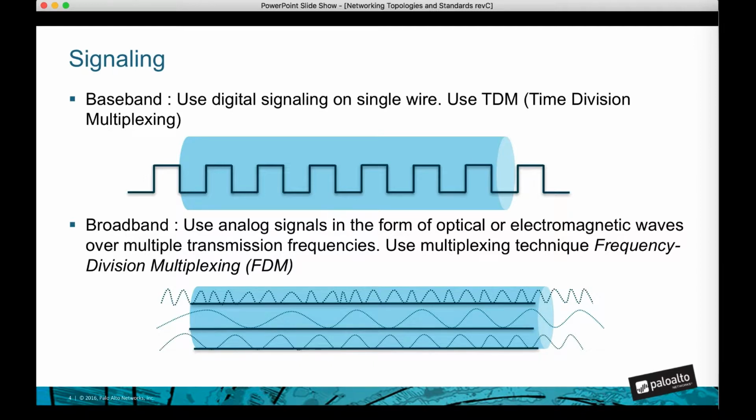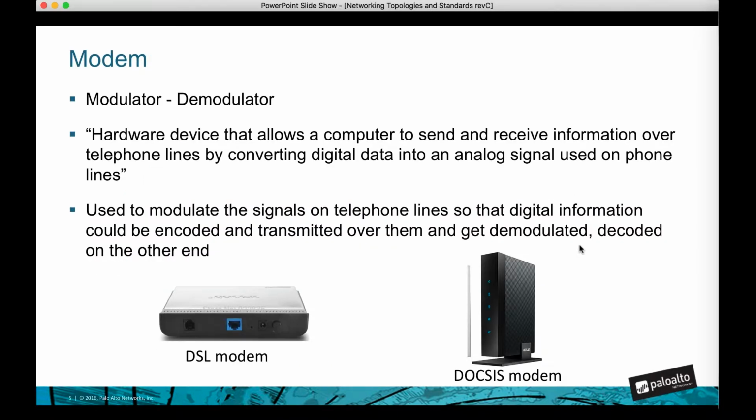So alternatively, we can also use two cables, one to send and the other one to receive the transmissions. And the multiplexing technique that is used in the broadband is known as FDM, frequency division multiplexing, allowing us to create multiple channels on the broadband systems. So by using this technique, it will accommodate the traffic going in different directions on the single media at the same time.